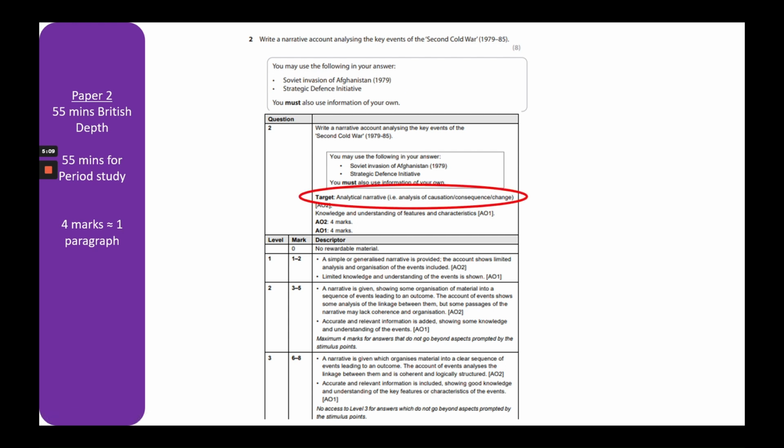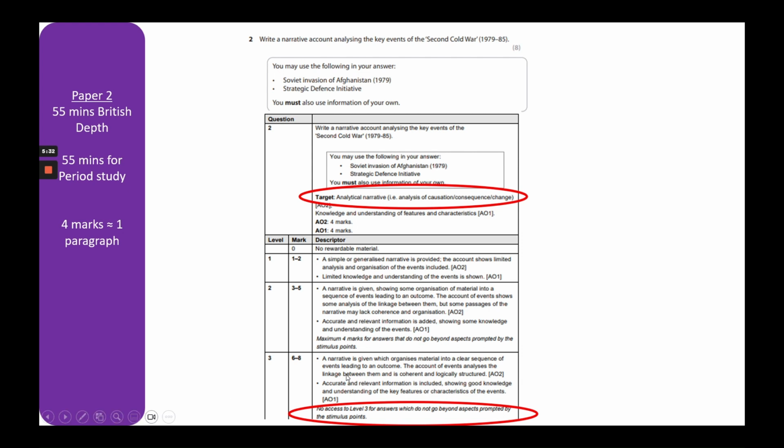And really interesting, the mark scheme. The target is your analytical narrative, and then they say i.e., so this is what we're looking out for: the cause, the consequence and change. So through this answer, what you are being asked to do is write about the cause, what caused the Second Cold War, what changed in the Second Cold War, and what were those consequences.